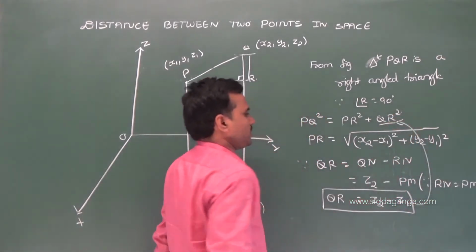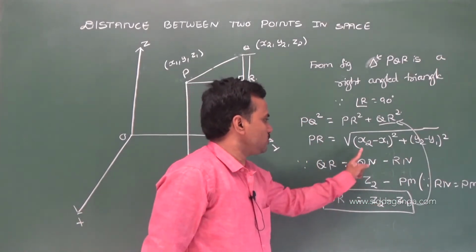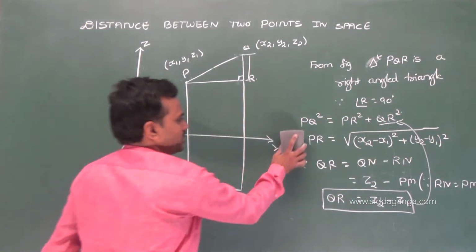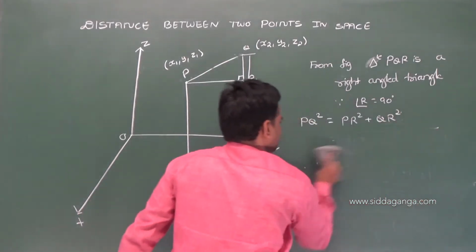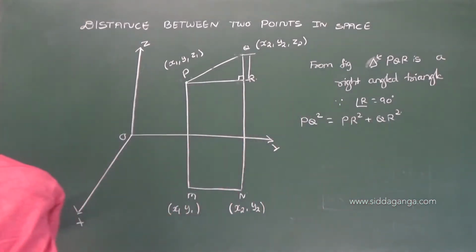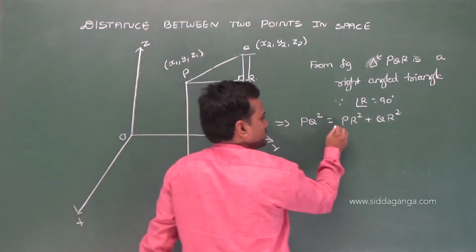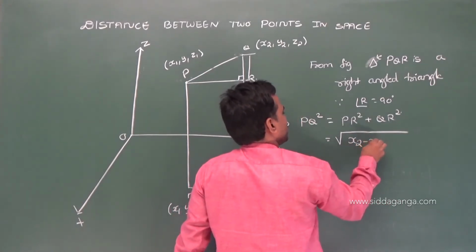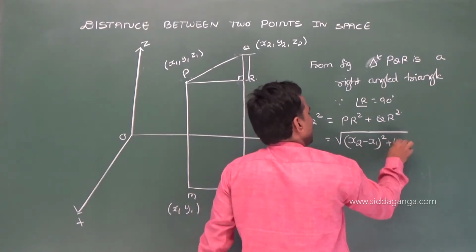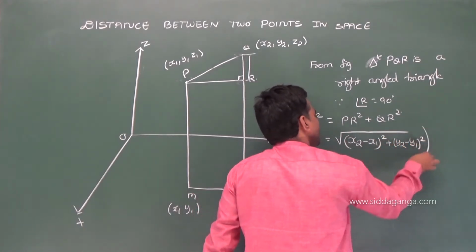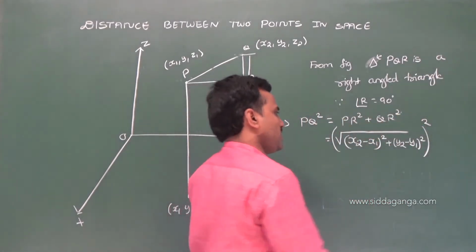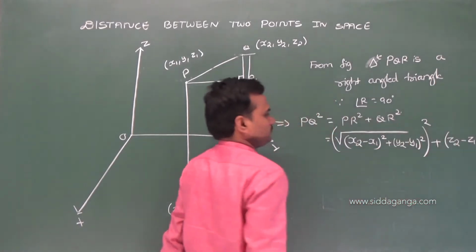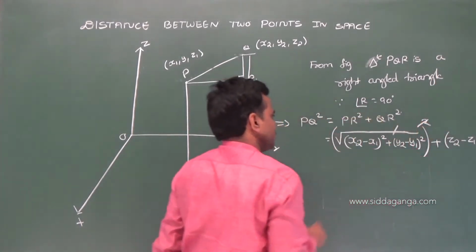QR is equal to what? Z2 minus Z1. PR square is equal to x2 minus x1 whole square plus y2 minus y1 whole square. That implies PQ square is equal to PR square plus QR square. PR square is nothing but x2 minus x1 whole square plus y2 minus y1 whole square. PR square plus QR square is nothing but z2 minus z1 whole square. Here the square root gets cancelled.